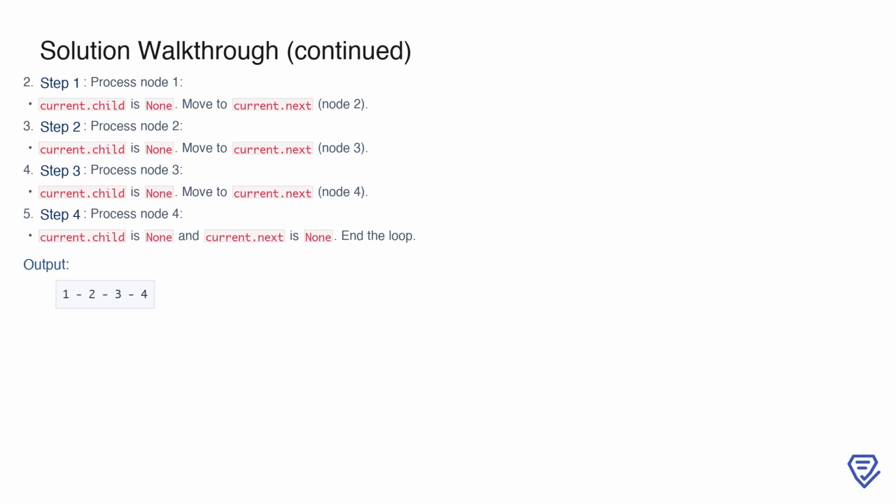At node 2, we again find that current.child is none, so we move to current.next, which is node 3. The process continues at node 3, where current.child is still none, leading us to move to node 4. Finally, at node 4, both current.child and current.next are none, so the traversal ends. Since the input list was already flat, the output remains unchanged, 1, 2 to 3, 4.